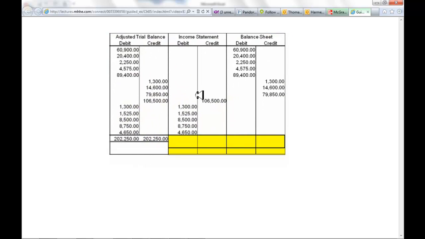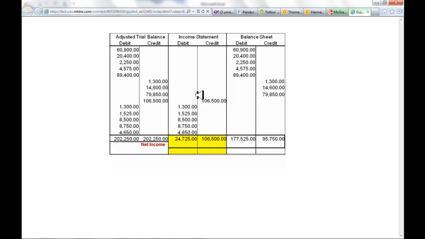We total the debit and credit columns for the income statement and balance sheet: $24,725 in debits, $106,500 in credits. Balance sheet total debits $177,525 and $95,750 in credits. We don't expect the debits and credits on the income statement or the balance sheet to balance at this point. That's because we need to calculate the net income.